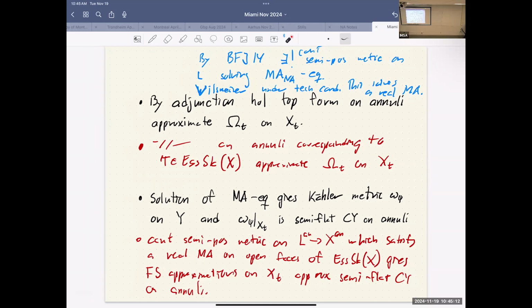But then why should it be helpful at all, this solution to the non-Archimedean Monge-Ampère equation? It's certainly a very good candidate, but technically, I'll mention one case where it's been helpful, but it's still not quite there yet.